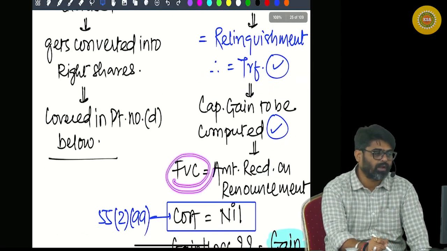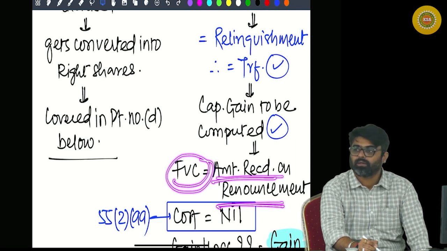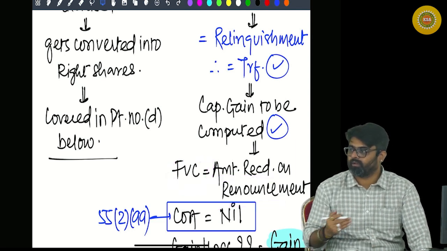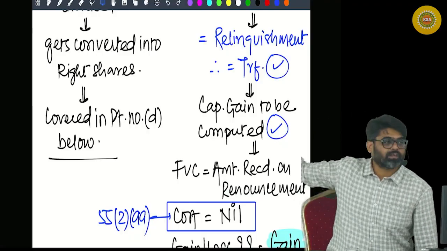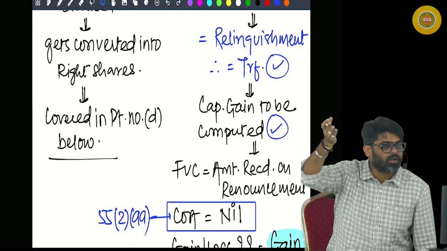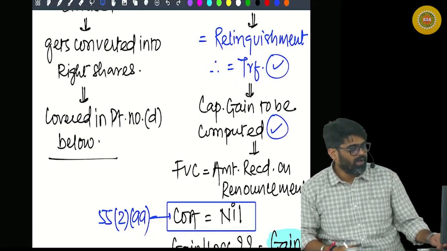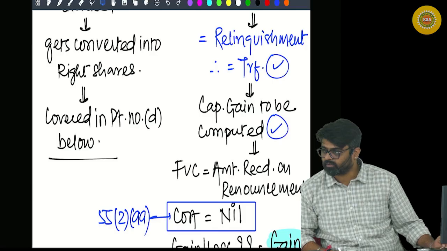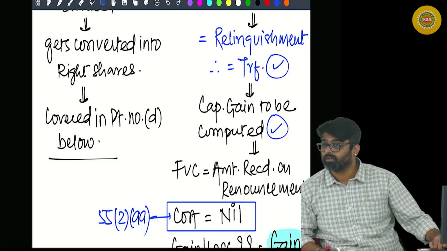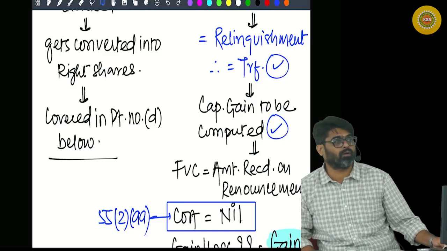So can I say full value of consideration will be the amount received on renouncement? Am I calculating capital gain for myself or for you? This capital gain is being calculated for you, the shareholder, who has relinquished the right. Have you relinquished your right, friends? For how much? 50 rupees per right. That will be the full value of consideration.